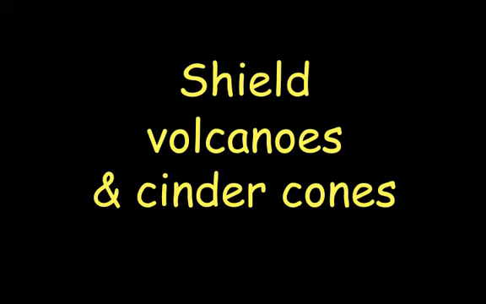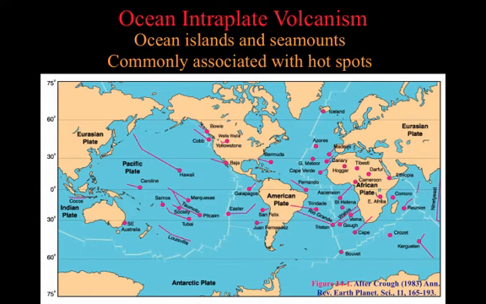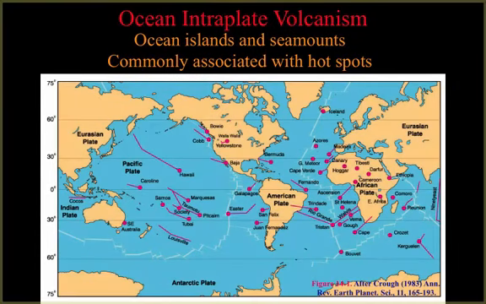Now, the counterpart to the stratovolcanoes are shield volcanoes, and then the lesser cinder cones that I'll show you now. Shield volcanoes are the kinds of volcanoes that we often associate with hotspots. And so this map shows many different hotspots around the globe, including Hawaii, Yellowstone, Iceland, well, that's a bit of a controversial topic there, the Galapagos, Easter Island, and other locations around the world.